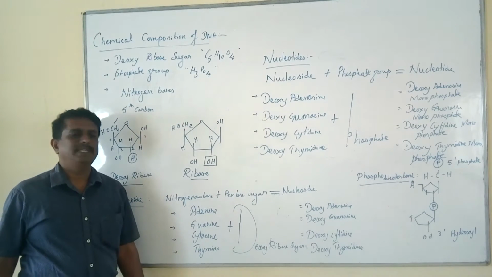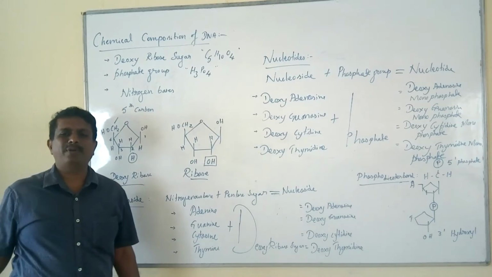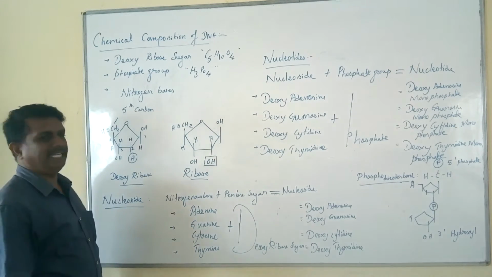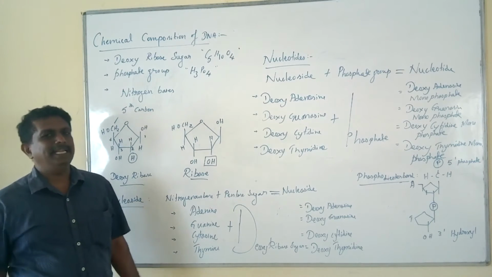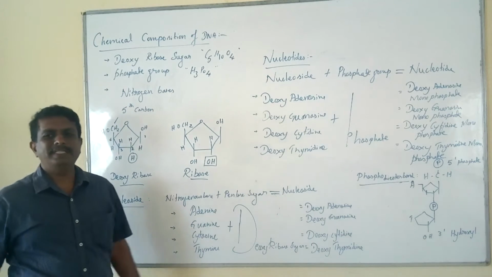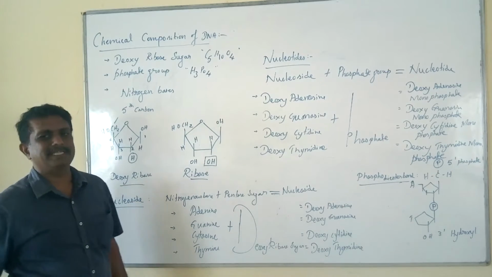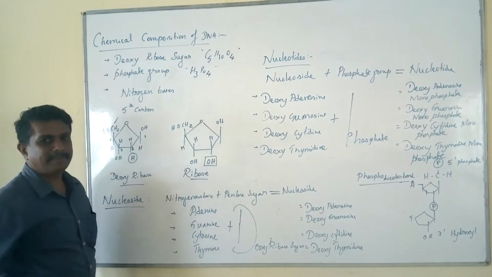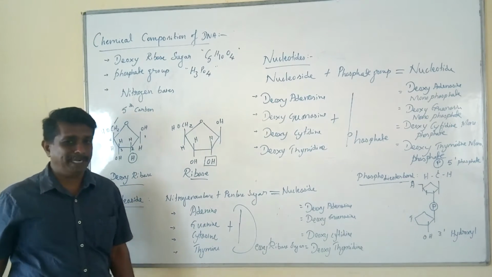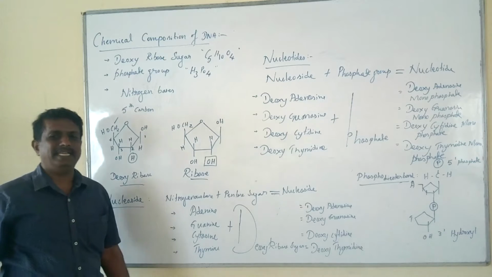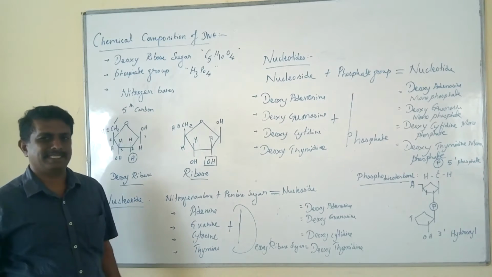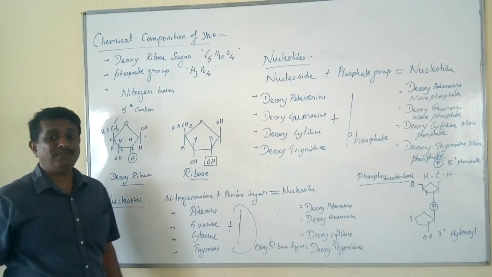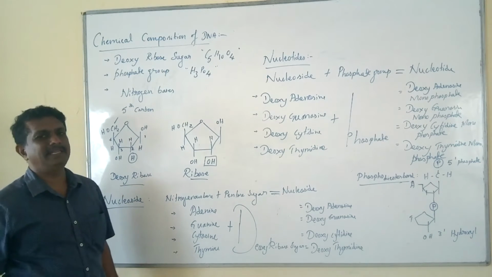In this session, we are going to discuss the main important features of the chemical composition of DNA. Chemically, DNA is made up of three important components, namely deoxyribose sugar, the second one is phosphate group, and the last one is nitrogenous bases. These are the three important chemical compounds naturally found in DNA.